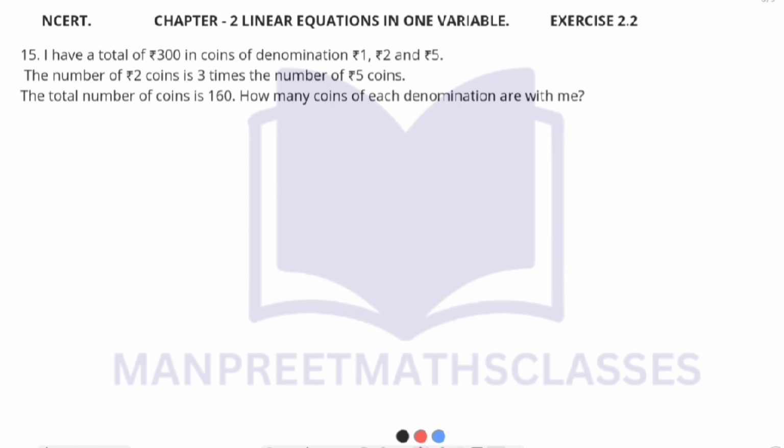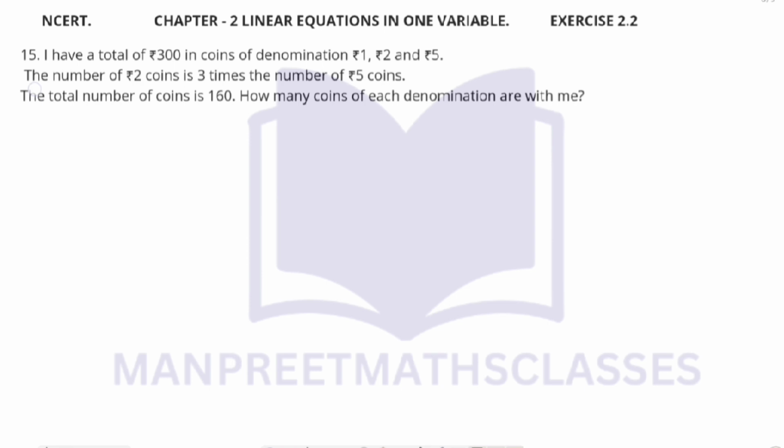So next question is, I have a total of ₹300 in coins. अब हमारे पास 300 रुपीज के कॉइन्स हैं. क्या डिनोमिनेशन है उनके? किस किस के कॉइन है? मतलब कितने रुपीज वाले कॉइन है? 1 रुपीज, 2 रुपीज और 5 रुपीज वाले कॉइन है.